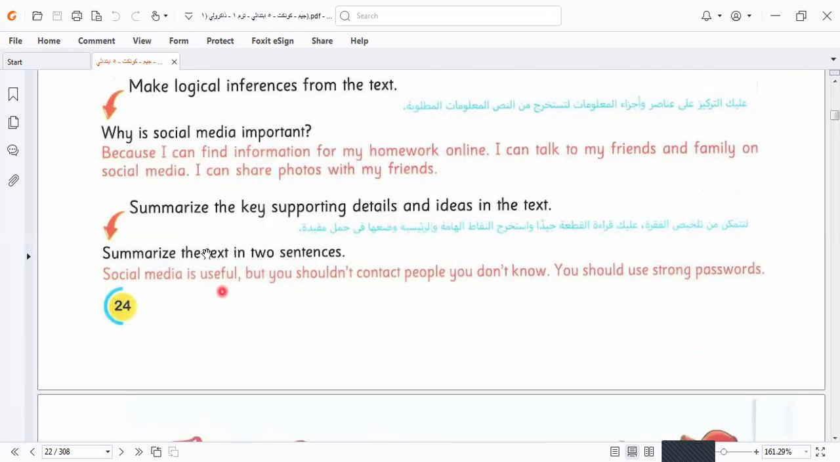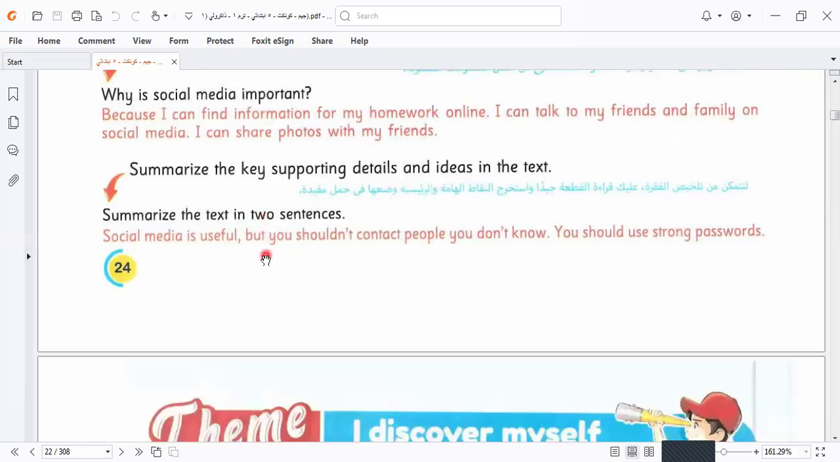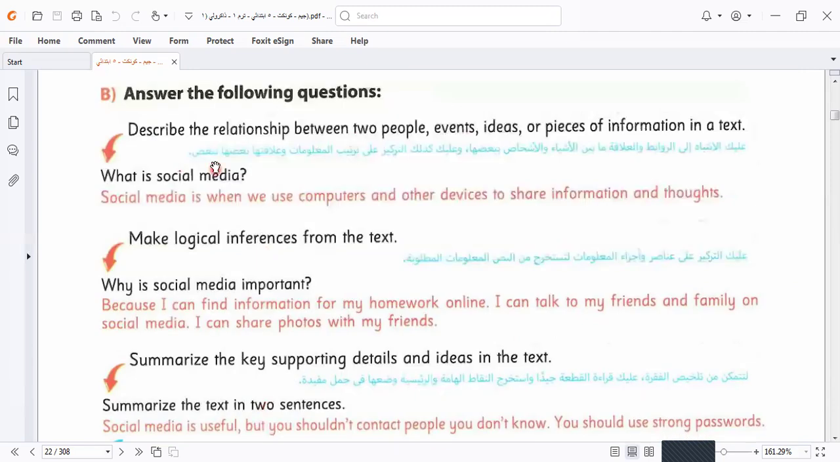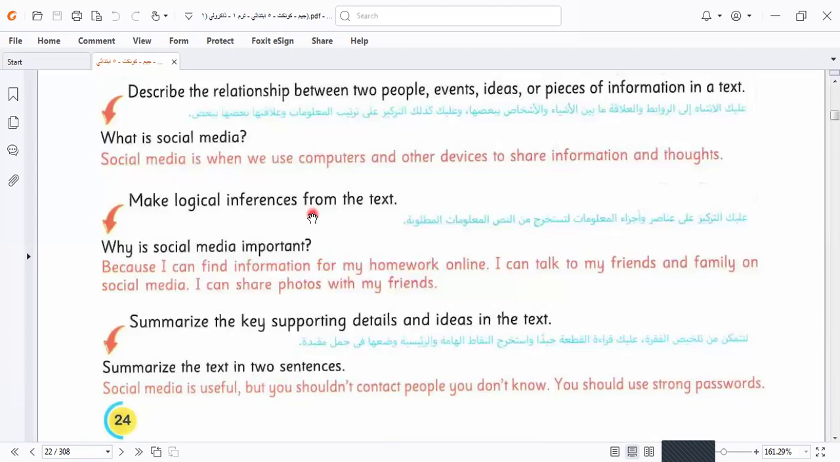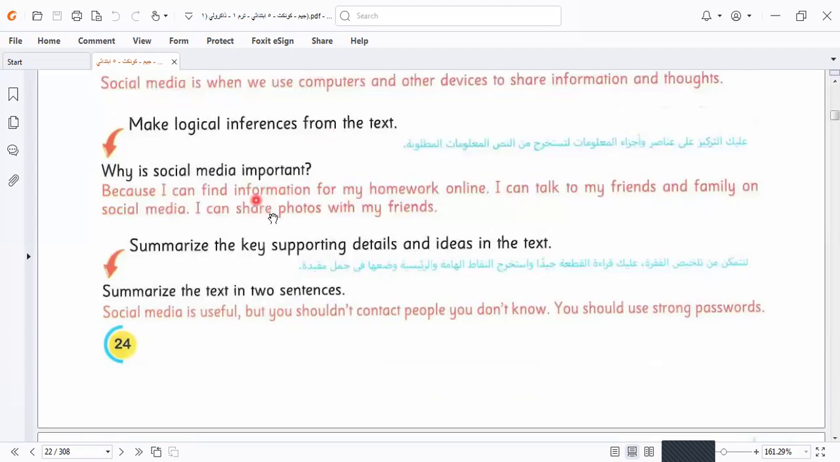This is the question that I would like to note from last year. To describe something, here we will ask to describe the relation between people and events. So here we say, social media is important for us. Make logical inferences from the text. Like, why is social media important? Because I can find information for my homework online. I can talk to my friends and family through social media. I can share photos with my friends.